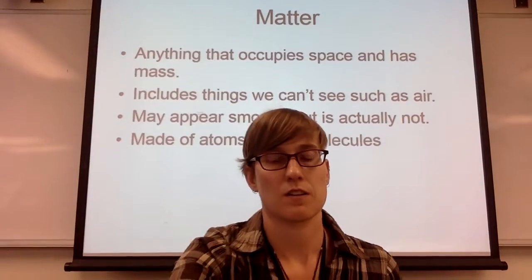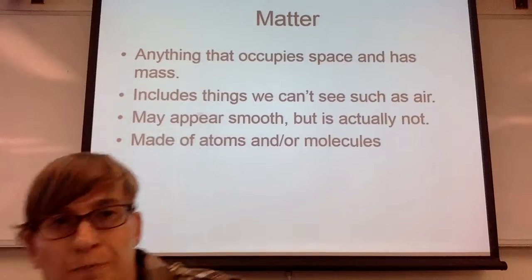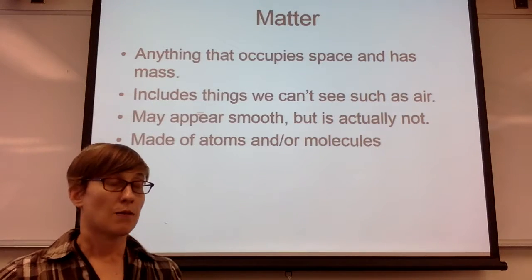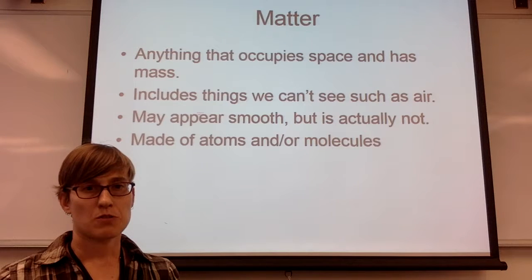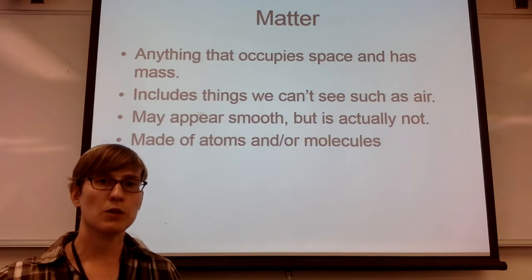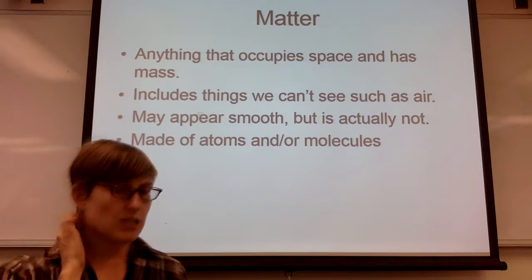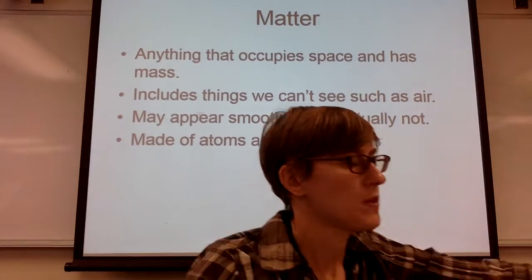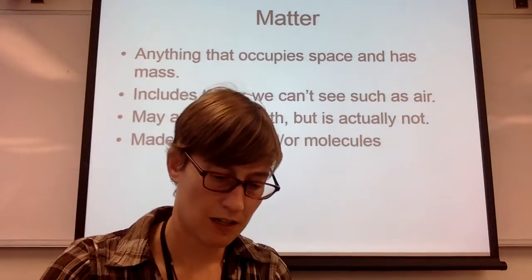Okay, so we're going to start by talking about matter. Matter is anything that occupies space and has mass. This includes things such as air that we don't see. And matter appears smooth, but actually it's not. If you feel the table, it feels smooth, but it's actually made up of atoms and molecules that are quite rigid. So I'm going to draw you a little picture here.